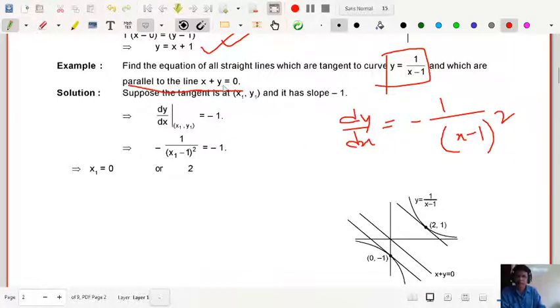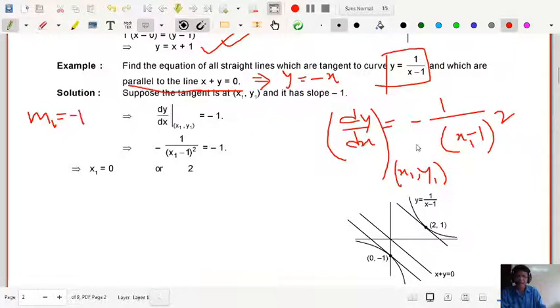And what is the slope of the given line? The slope of the given line x plus y equal to 0 is minus 1. Look at that. Let the tangent be at (x1, y1), where the slope of the tangent is minus 1 by (x1 minus 1) whole square. The line x plus y equal to 0 is y equal to minus x, so the slope of this line is minus 1. So m1 equal to minus 1 and m2 is given by this. Now it is given the tangent is parallel to this line.